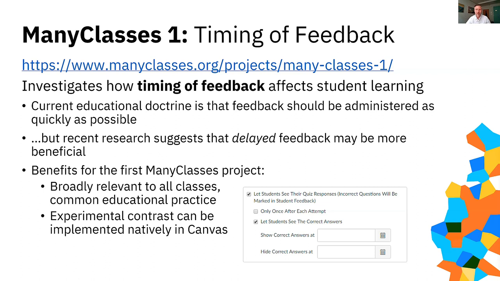So let's say that you've got a quiz that's open on Canvas for the weekend. If a student presses submit and then immediately saw the right answers, there's a possibility that they could go and share that with their friends. So a lot of teachers delay feedback already just because they don't want the answers out there in the wild.